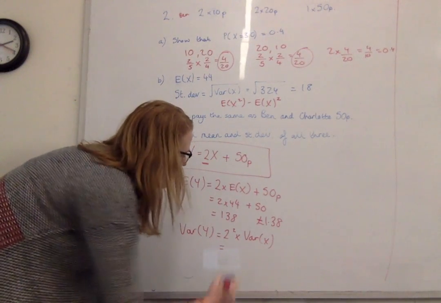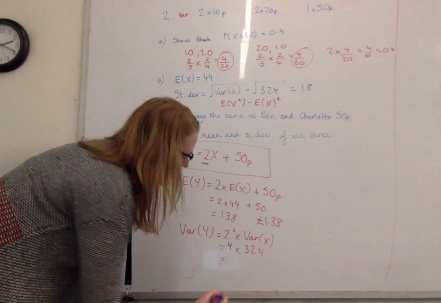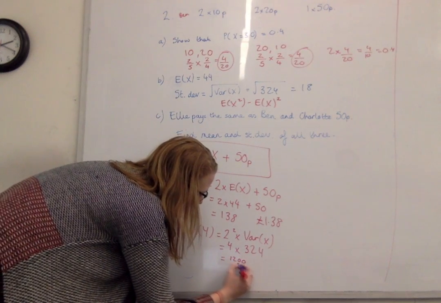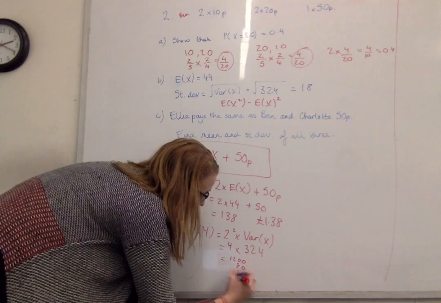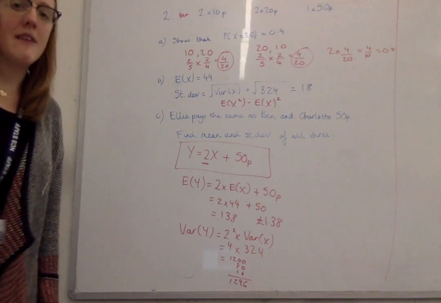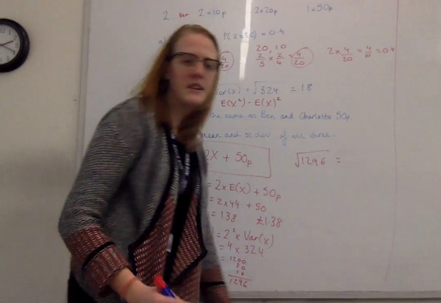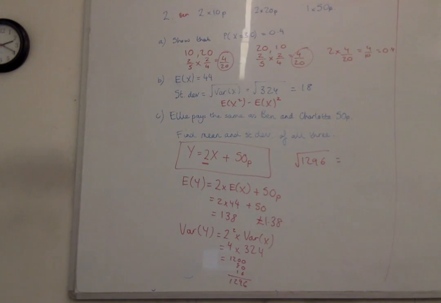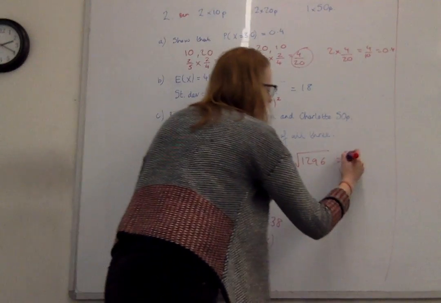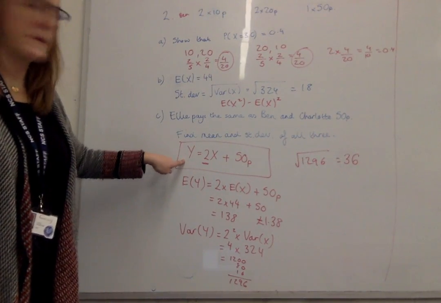So I will do 4 times 324, which will be 1200, add 80, add 16, so it will be 1296, and then I can simply square root that value. So the square root of 1296 will give me the standard deviation, which is 36. So that is the standard deviation of all 3 contributions. Okay. Hope that helps.